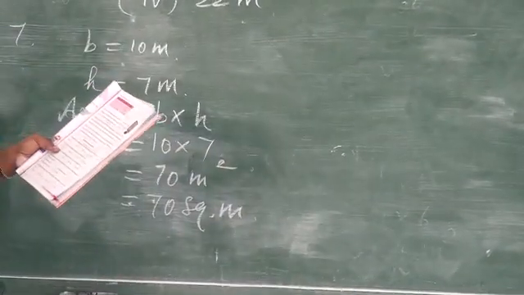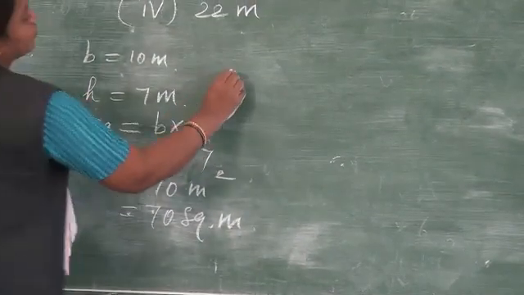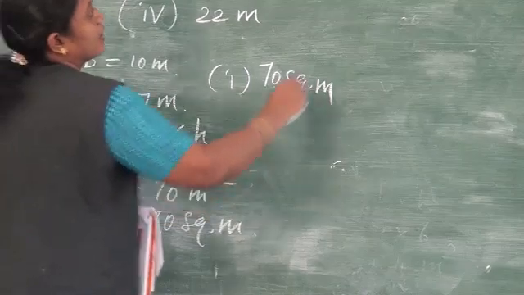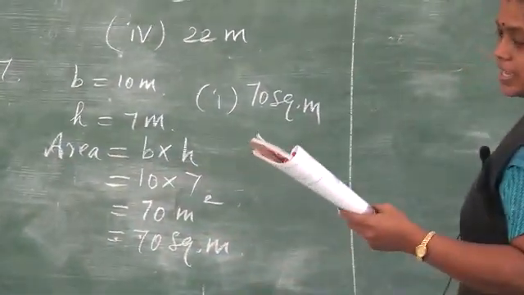Four options are given to us. The first option is the answer for you: 70 square meter. Now come to the 8th problem.